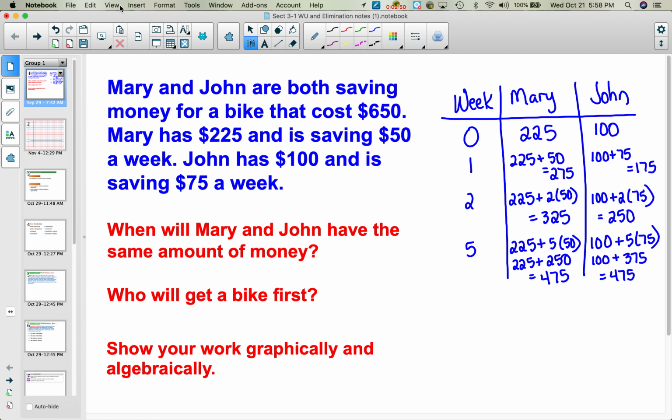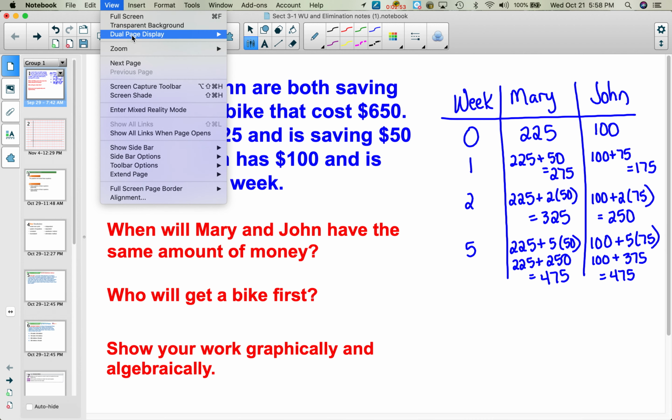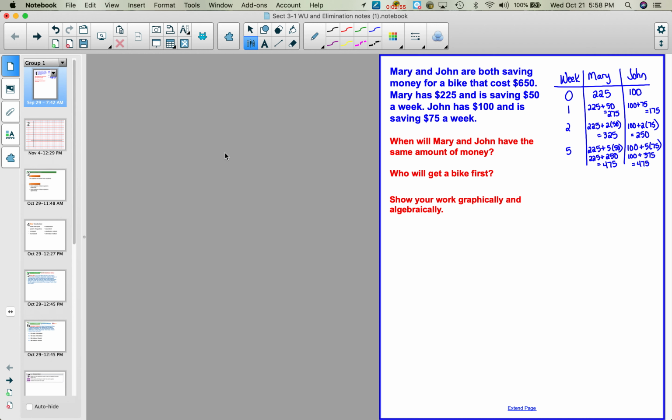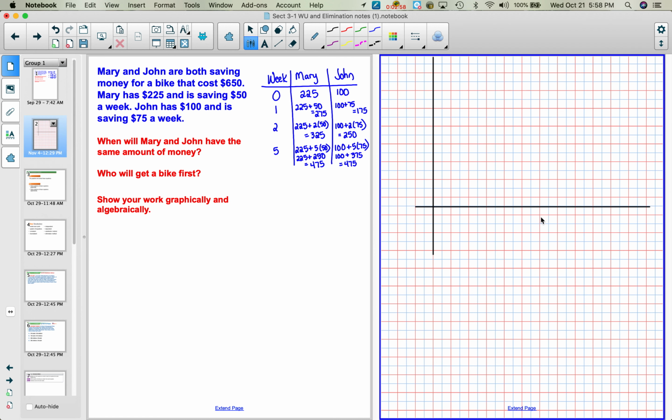So if we look at this graph, we're going to put week on the x-axis, and we'll put the money that they have here. Then Mary, let's think how we're going to plot this. I'm going to do 1, 2, 3, 4, 5, 6, 7, 8. Probably long enough. And then for money, I think we need to get up to 650.